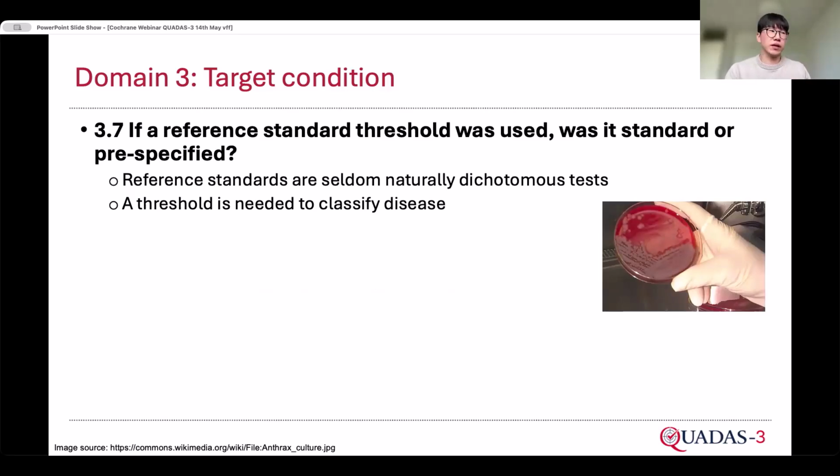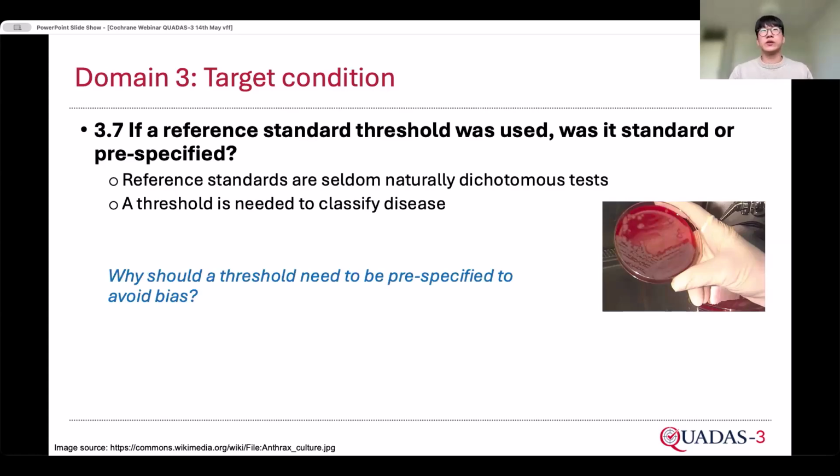For example, consider the case of a microbiological culture. If you have a urinary culture, it's not the case that any bacteria that you see on the culture plate is evidence of a bacterial infection. Usually there needs to be some level of bacterial growth in the culture plate to say, well, this culture is positive. So why would a threshold need to be pre-specified for the reference standard to avoid bias? I'll let you think about it for a couple of seconds, and maybe some of you want to have an answer in the chat.